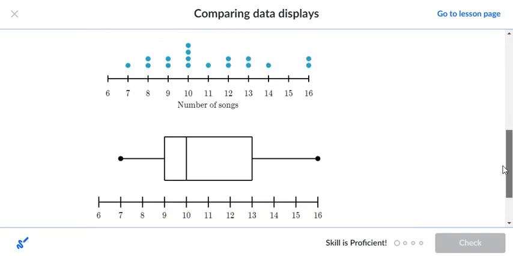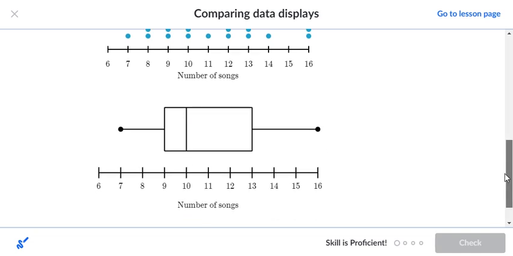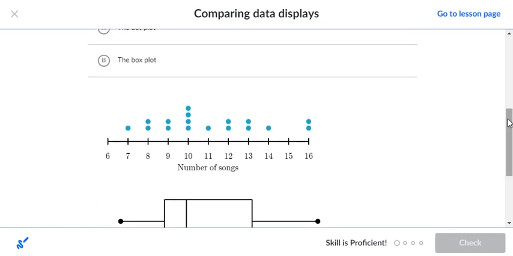So right here, looking at both the graphs, you have the dot plot, which represents each one of his albums. Actually, the dot plot is here, and this right here would be the box plot. The box plot will tell you what the lowest number is, what the highest number is, what number of songs he had exactly in the middle, and what the first quartile and the third quartile were.